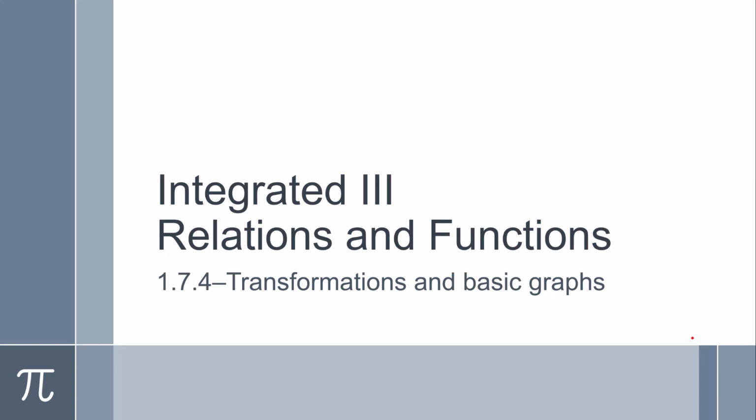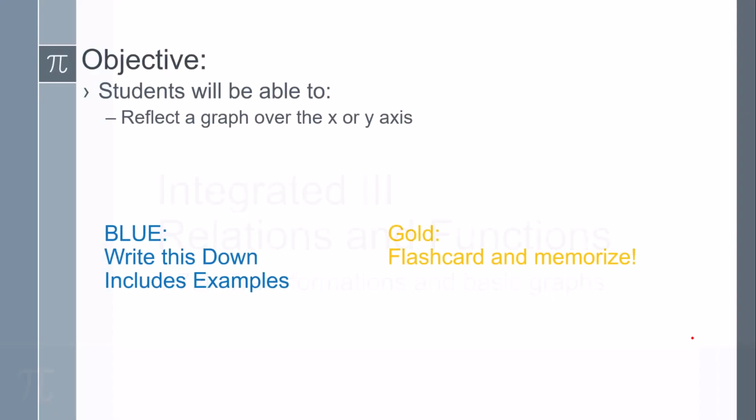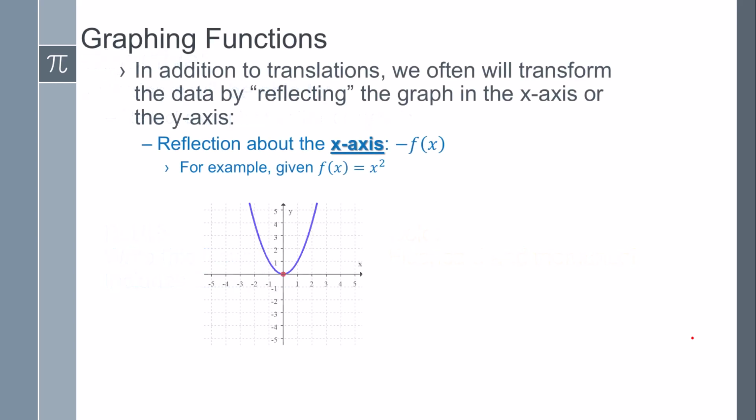This is section 174. We're going to take a look at transformation of functions, and we're going to focus on reflecting over the x and y axis. So let's first take a look at the reflection over the x-axis. If you ever get a negative in front of your function in this form here, that means that your function is going to reflect over the x-axis.